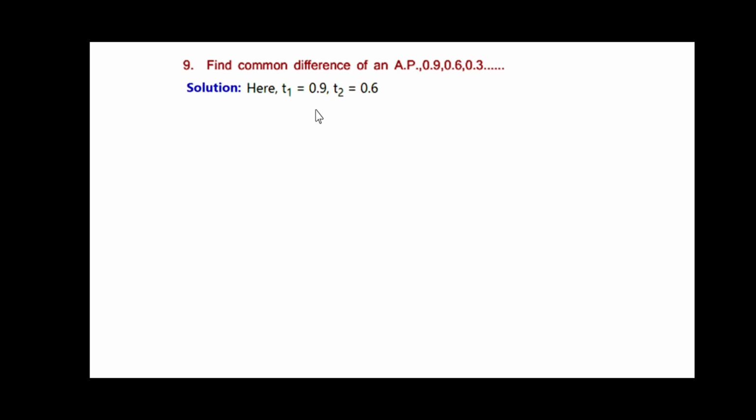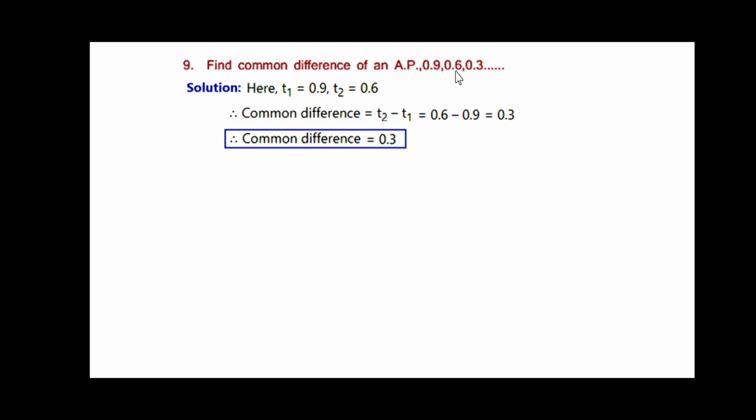Friends, we can see that here T1, the first term, is 0.9, the second term T2 is 0.6, and the third term T3 is equal to 0.6. We will consider two of them, that is T1 and T2. So the common difference is nothing but the difference between consecutive terms, that is T2 minus T1. T2 is 0.6 and T1 is 0.9. So the answer will be minus 0.3. So the common difference is equal to minus 0.3.